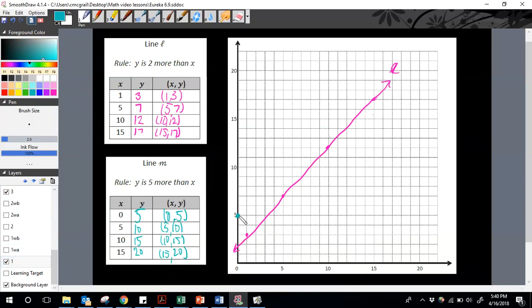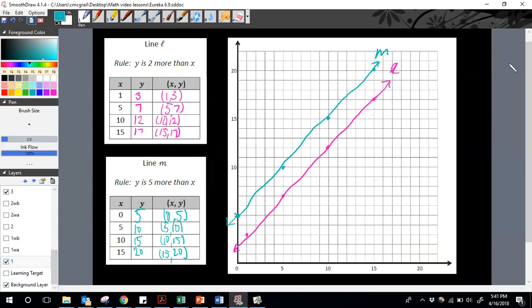Let's go ahead and plot those. 0, 5, 5, 10, 10, 15, and 15, 20. Let's go ahead and draw a straight line that connects those points. And let's label this one line M.